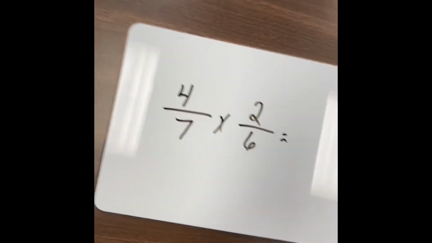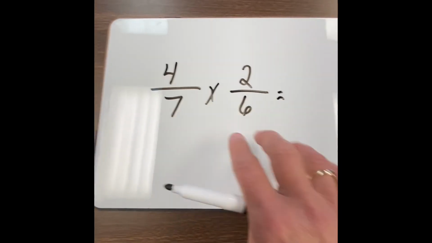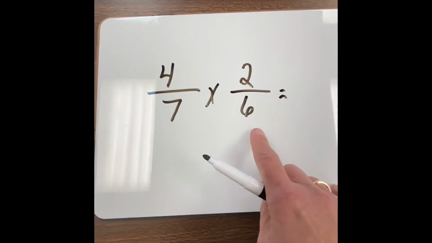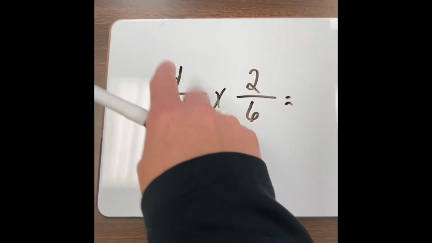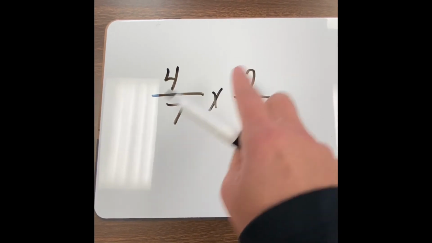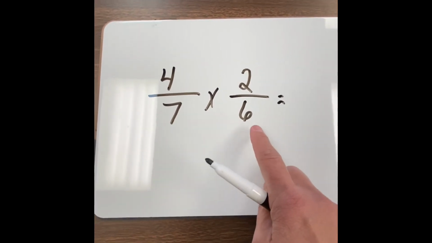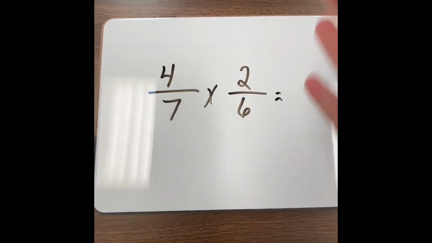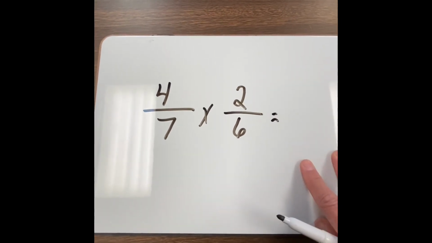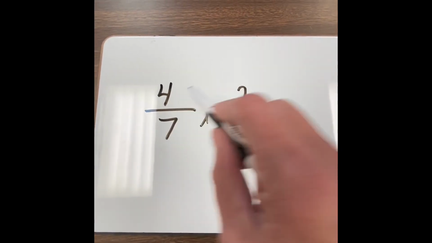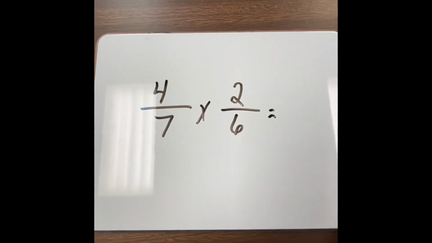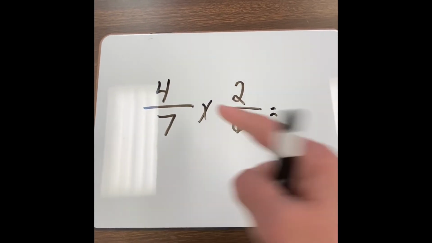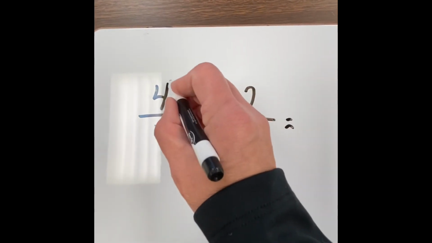Okay, let's look at this one a little bit. This one, 4 can't go into 6, can it? You cannot cancel a numerator to a numerator. You can't cancel a denominator to a denominator. It has to be one numerator and one denominator. So 4 can go into 6. But what can go into 4 and 6? They're both even numbers, so 2 can go into both of them.